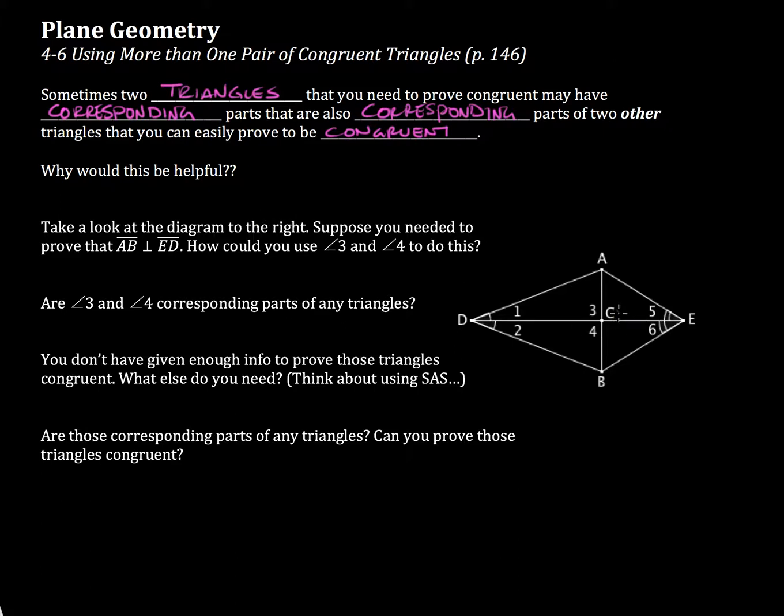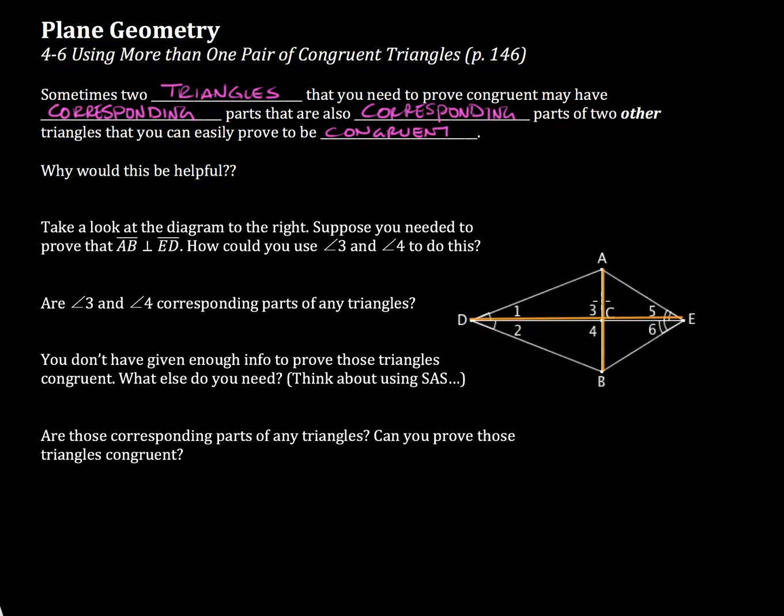Let's take a look at this diagram. Suppose we needed to prove that segment AB is perpendicular to segment AED. So just to draw our attention to that, let me highlight that we want to prove that these two segments are perpendicular to each other. All right, so that's what we need to do. How could we use angles 3 and 4 to do that? If I look at angles 3 and 4 here, what would I need to know about them that would make these two orange highlighted segments perpendicular?